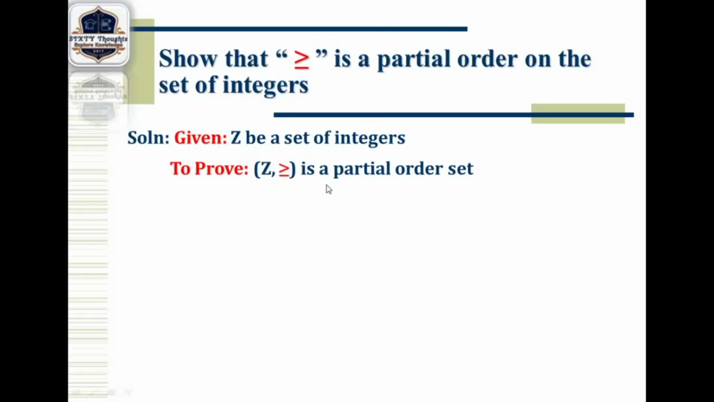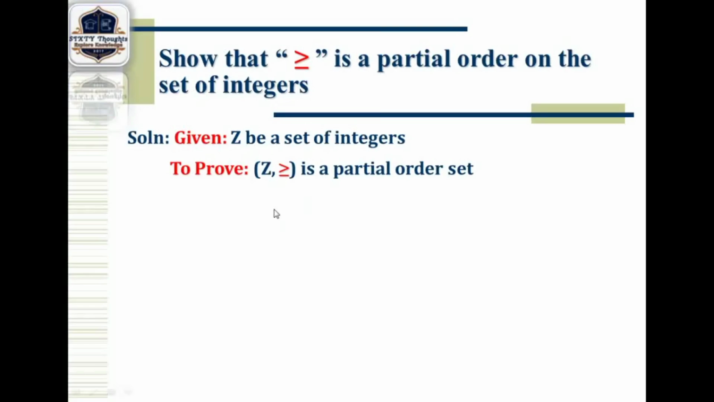Now we have to verify the conditions one by one. Before we verify, we should know what is meant by Z. Z is nothing but the set of all integers, from minus infinity to plus infinity. So we are not going to verify all numbers; instead we consider any three variables, and using these three variables we verify the conditions one by one.